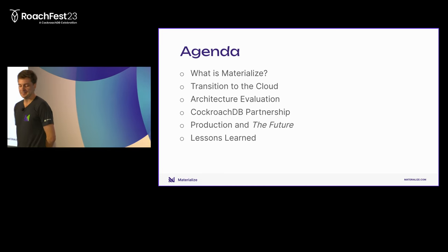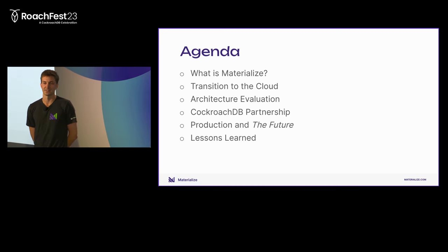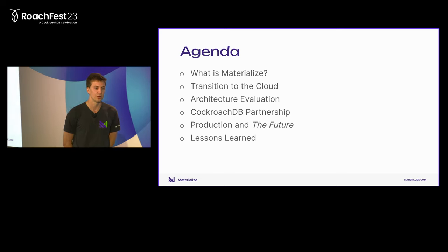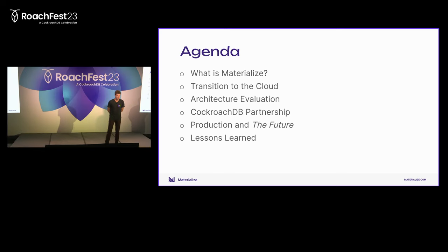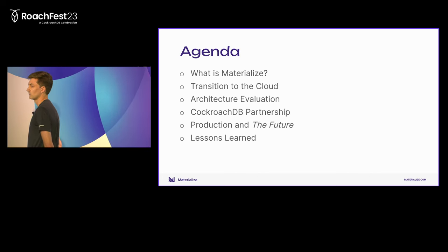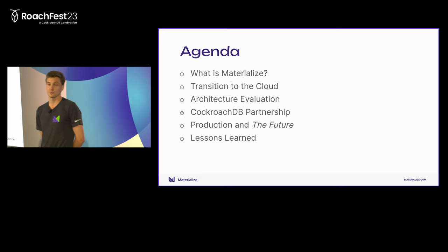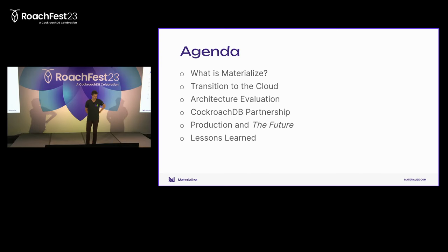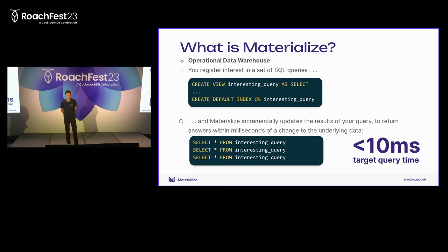So a quick agenda. First, we'll be going over what is Materialize. I'll introduce you to our product and to our core value prop. A little story time, talk about transitioning from a single binary product into a cloud-native database. Some of the decisions we made when moving to a cloud-native database, the architecture evaluation, the eventual partnership we made with Cockroach Labs and the benefits of that, how we run Cockroach today in production, and what we're looking forward to in the future, followed finally by a couple of lessons learned as we deployed Cockroach. Cool, so let's get started.